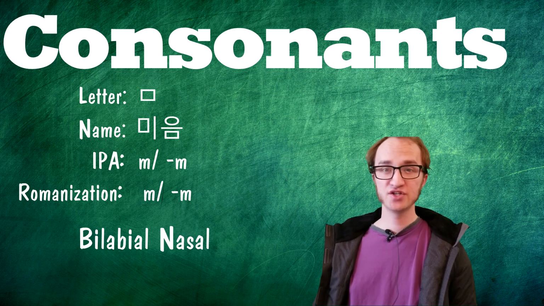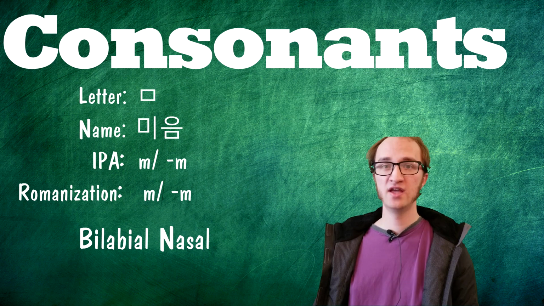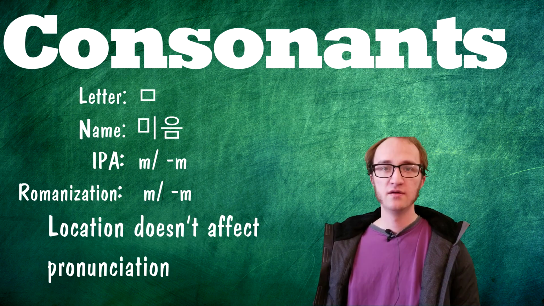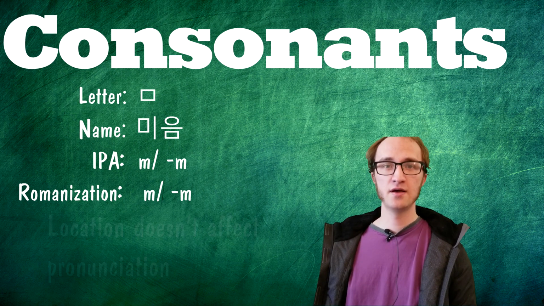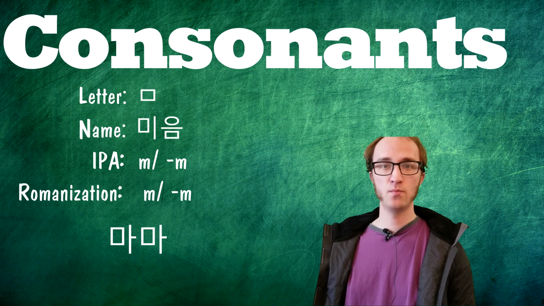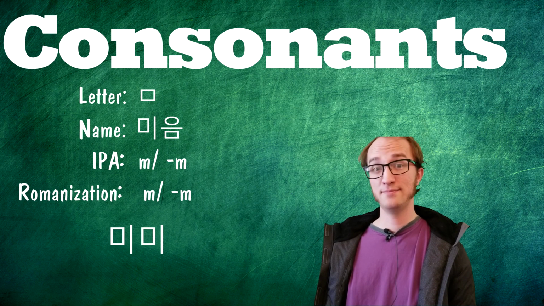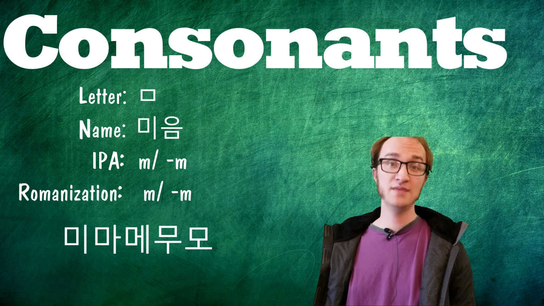In English, we write bilabial nasal consonants as the letter M, and that is how this letter is both pronounced and romanized. Because this is always voiced, the pronunciation does not change depending on location. So this is mama, this is momo, this is mimi, this is mima me mumo.